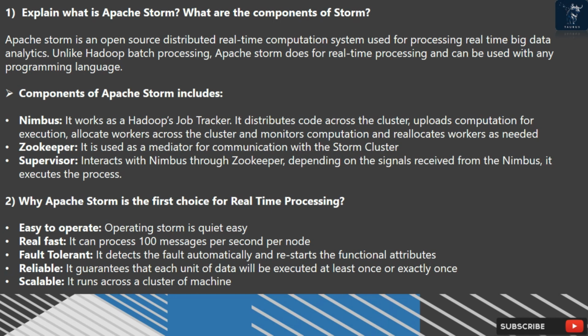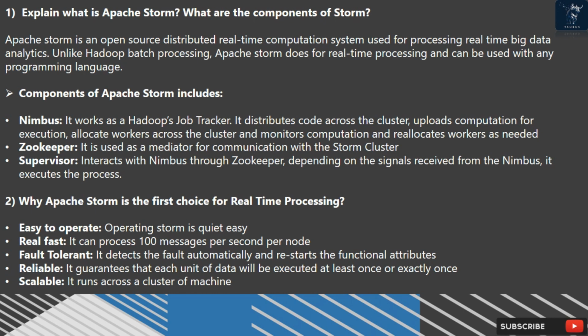Components of Apache Storm include Nimbus. It works as Hadoop's job tracker. It distributes code across the cluster, uploads computation for execution, allocates workers across the cluster, and monitors computation and reallocates workers as needed. Zookeeper. It is used as a mediator for communication with the Storm cluster. Supervisor. Interacts with Nimbus through Zookeeper. Depending on the signals received from the Nimbus, it executes the process.